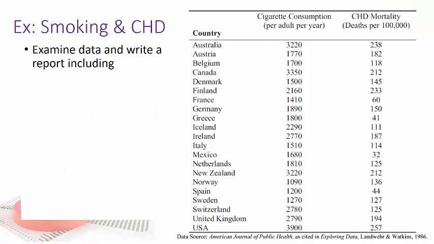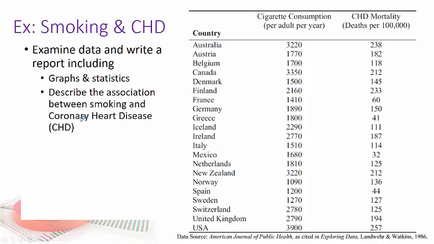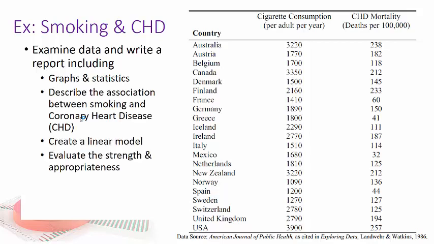So let's start with this example where we are examining data of smoking or cigarette consumption and coronary heart disease mortality. We're going to create a report, and that report's going to include graphs and statistics. We're going to describe the association between smoking and coronary heart disease. We're going to create a linear model. We're going to evaluate the strength and appropriateness of that model, and we're also going to use it to interpret the slope and the y-intercept of the line.